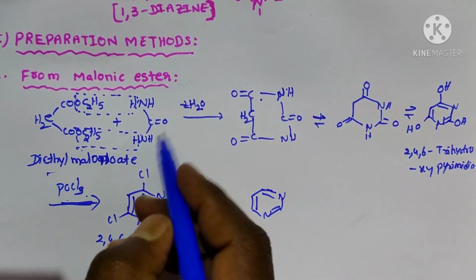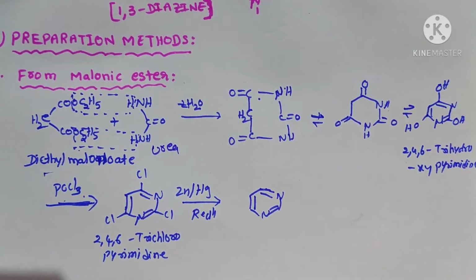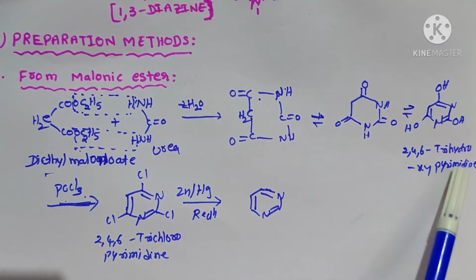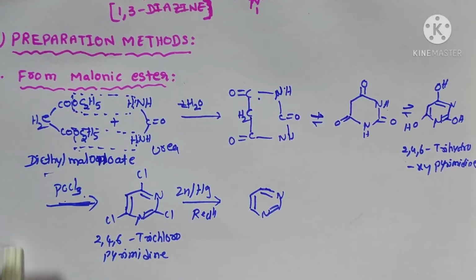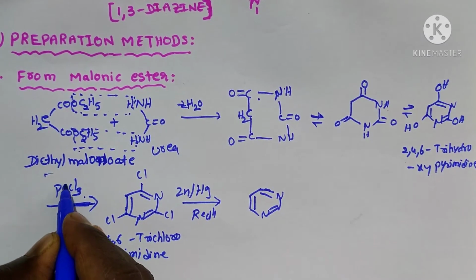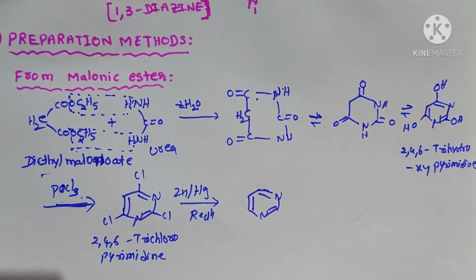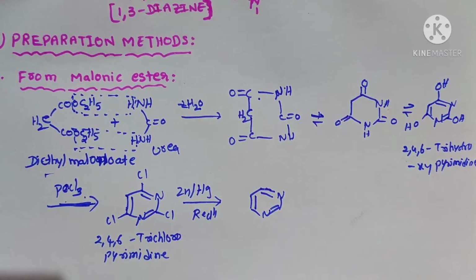Diethyl malonate, and this is urea. Okay, then we get the 2,4,6 trihydroxypyrimidine. On treatment of this with the phosphorus oxychloride, POCl3 or phosphoryl chloride, we get the pyrimidine. Okay.